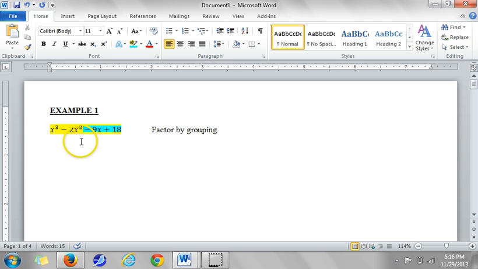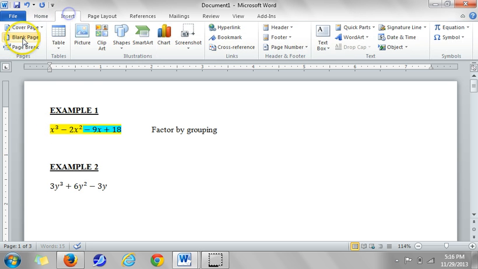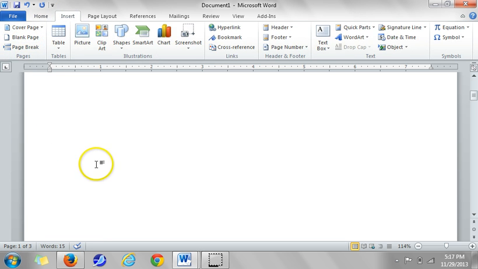X to the third minus 2x squared, that's going to be my first group of terms, and I'm going to look at what greatest common factor just those two terms have. And then I'm going to do the same thing with my second group, negative 9x plus 18. I'm going to look at what greatest common factor just those two terms have. So looking at my first group, let me insert an equation here.